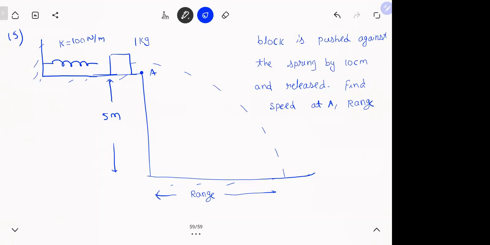You push the block against the spring, and when you release it, the spring will push it out. So the block will come with some speed and will fly off the table. Hope you're getting the visualization, the diagram, how it is. So with what speed it will fly off the table and where it will fall on the ground. Check it out. Any doubts in the question, ask me. Question is clear, go ahead, I'll give you 3 minutes.